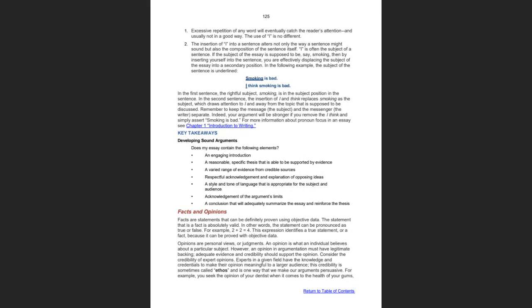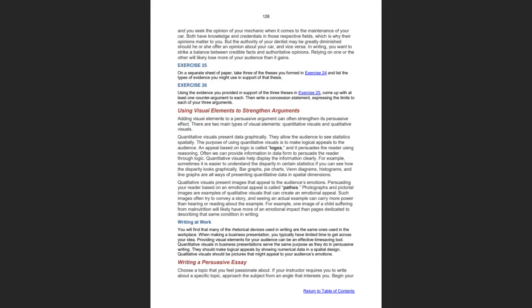For example, you seek the opinion of your dentist when it comes to the health of your gums. And you seek the opinion of your mechanic when it comes to the maintenance of your car. Both have knowledge and credentials in those respective fields, which is why their opinions matter to you. But the authority of your dentist may be greatly diminished should he or she offer an opinion about your car, and vice versa. In writing, you want to strike a balance between credible facts and authoritative opinions. Relying on one or the other will likely lose more of your audience than it gains.